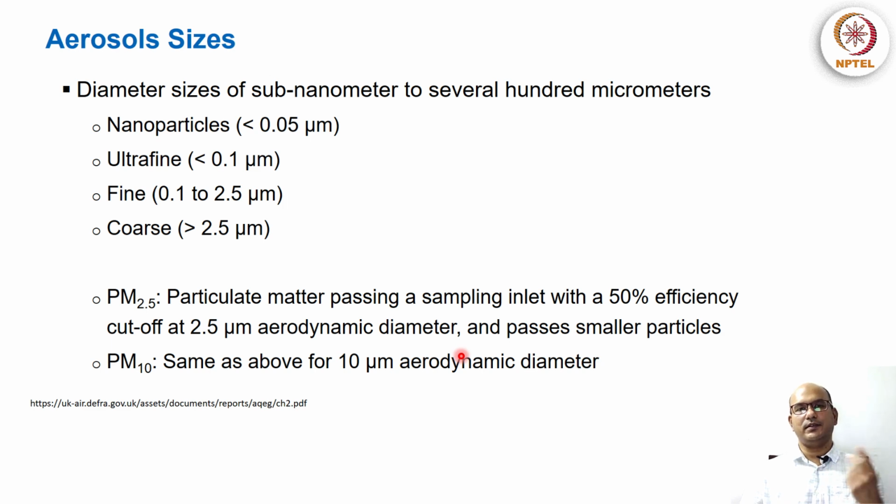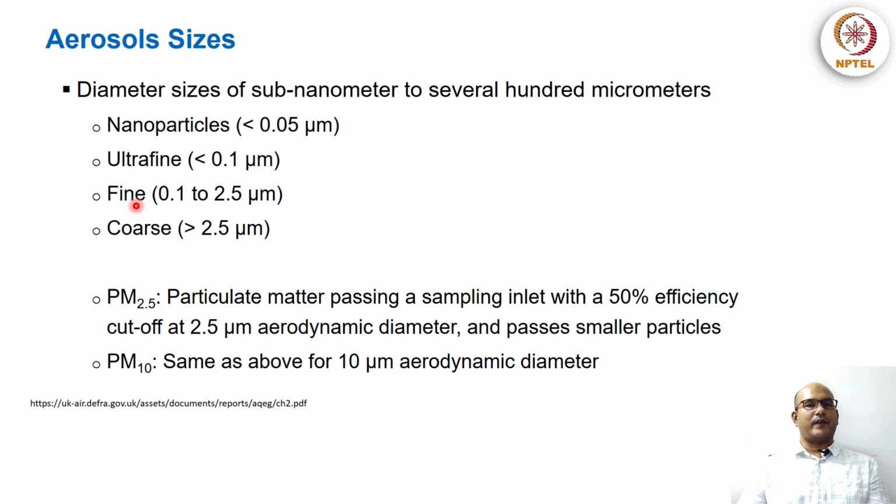So we have looked at primary, organic, inorganic and our secondary aerosols. The next thing to cover is aerosol sizes. These aerosol sizes in nature can be of different degrees, ranging from sub-nanometer to several hundred micrometers. So we have our nanoparticles, which can generally be defined as less than 0.05 micrometer, so this is less than 50 nanometer. Then ultrafine, which is less than 0.1 micrometer.